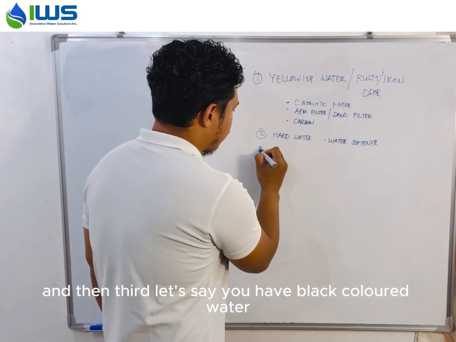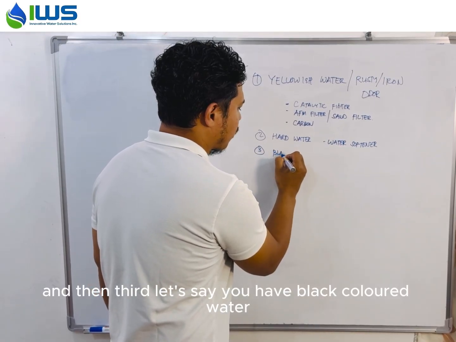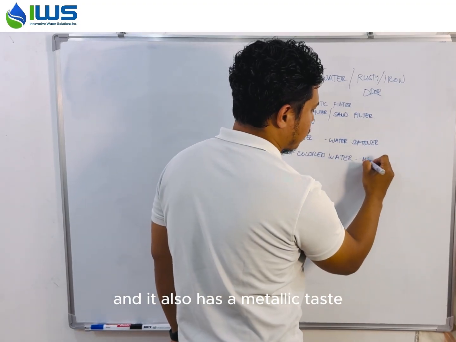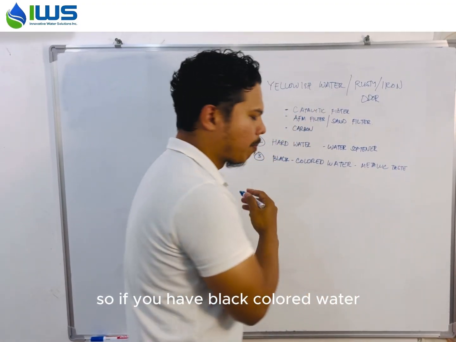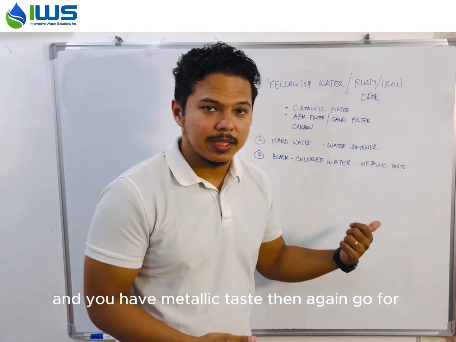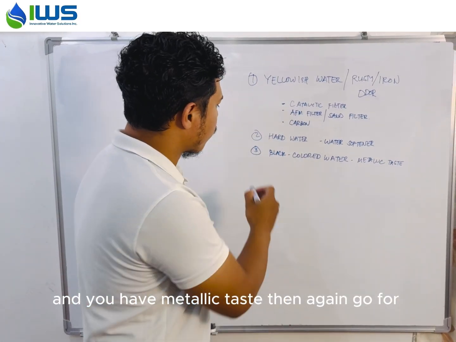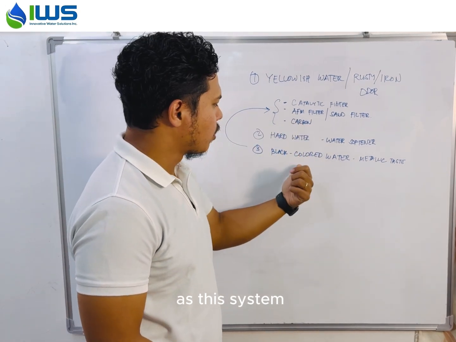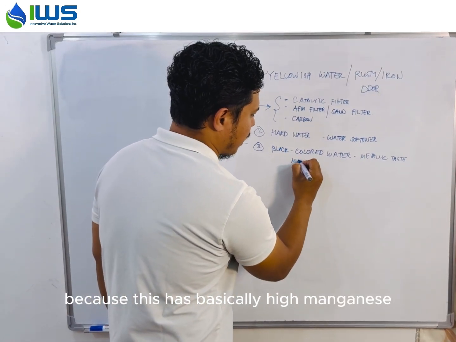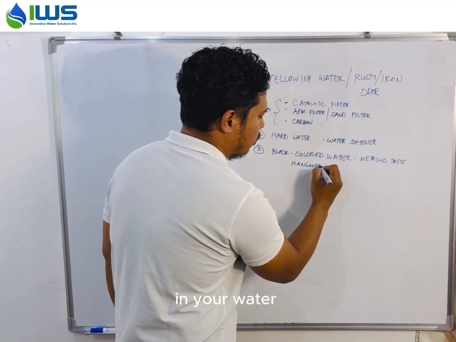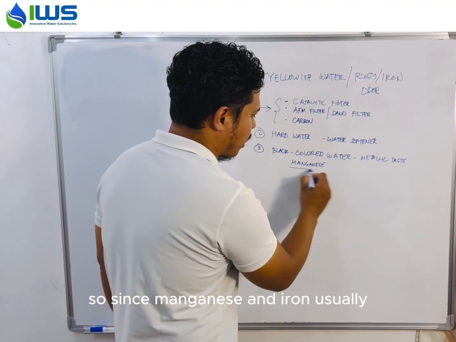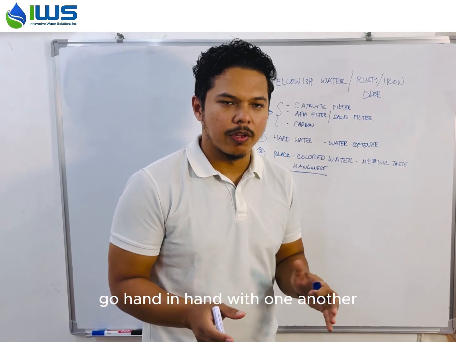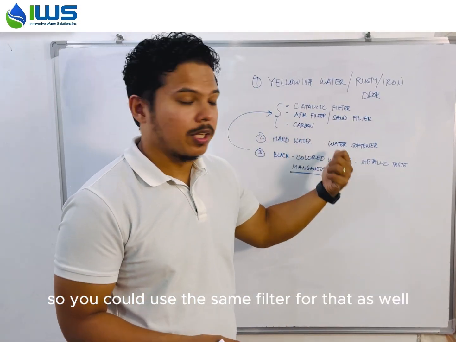Okay? And then third, let's say you have black colored water and it also has a metallic taste. So if you have black colored water and you have a metallic taste, then again go for the same system, because this basically means high manganese in your water. Okay, so since manganese and iron usually go hand in hand with one another, you could use the same filter for that as well.